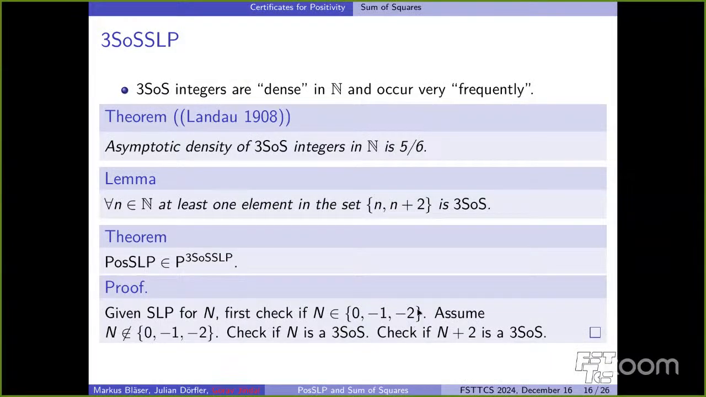And then if it is, then you know it's not positive. You just say, okay, it's not positive. And then now you assume that n is not here. And then you check whether n is 3 SOS, right? If it is, then you know n is positive, so you're done.